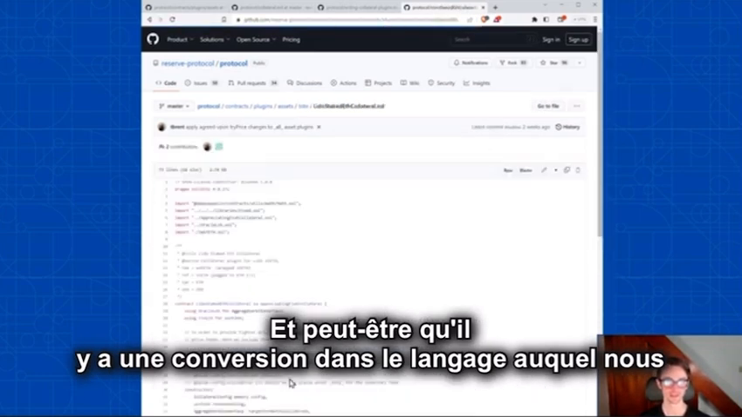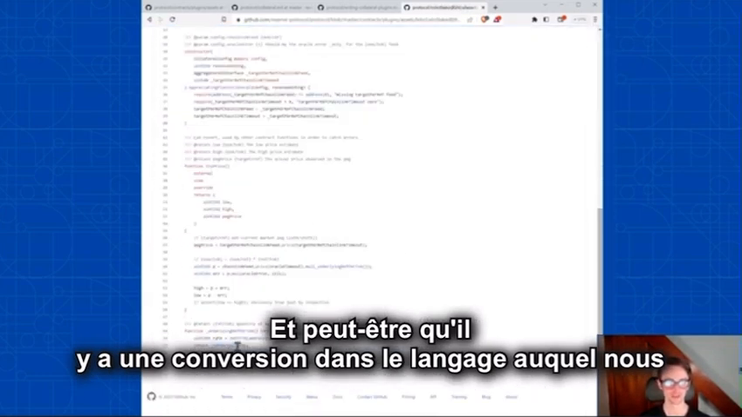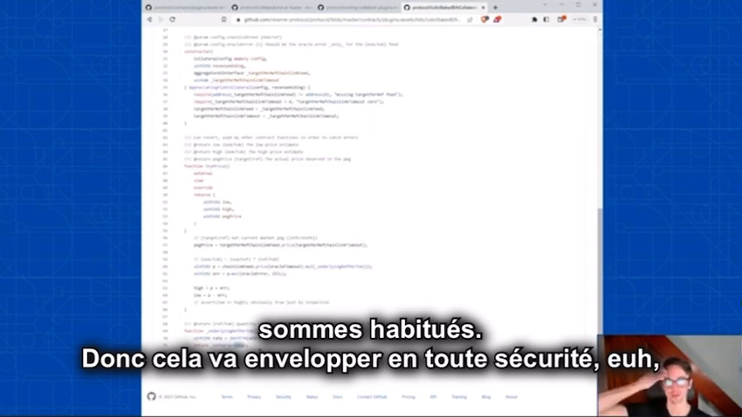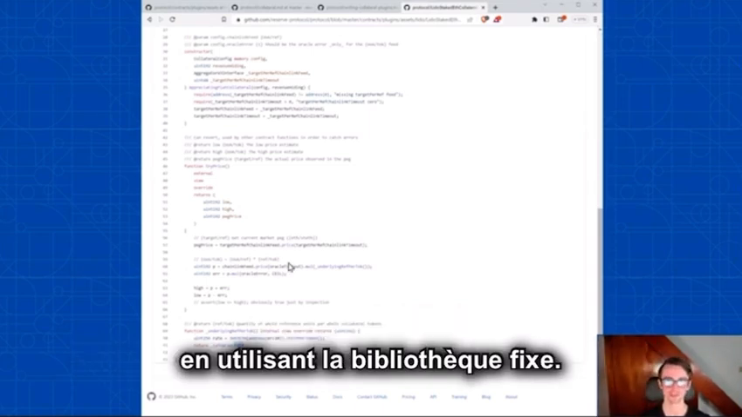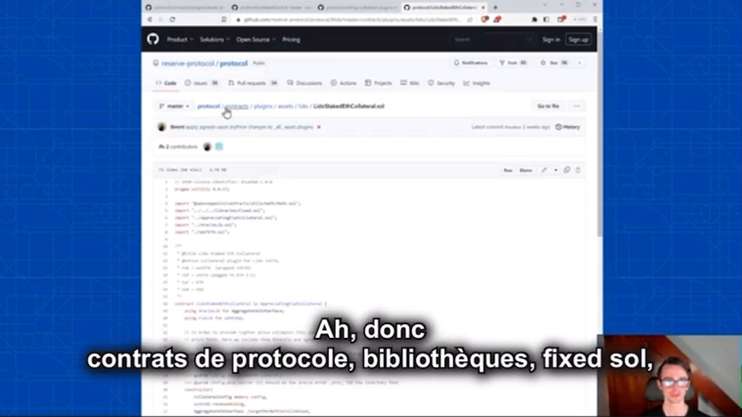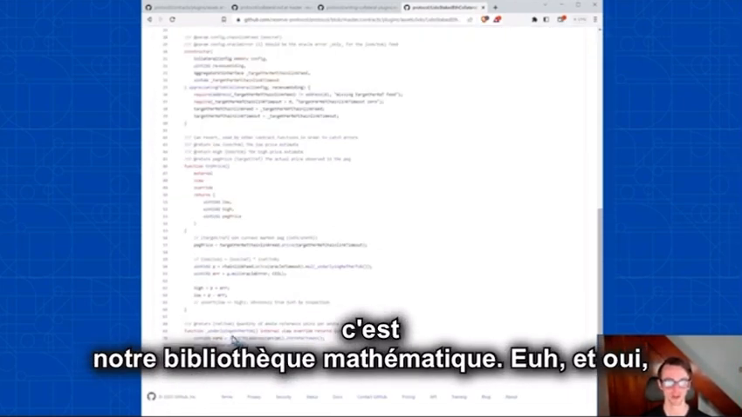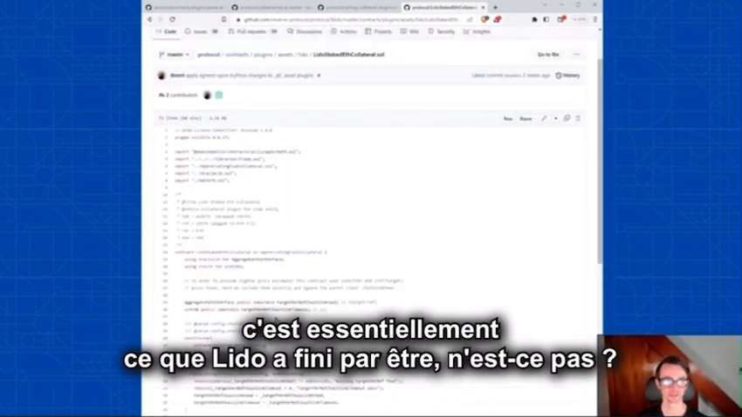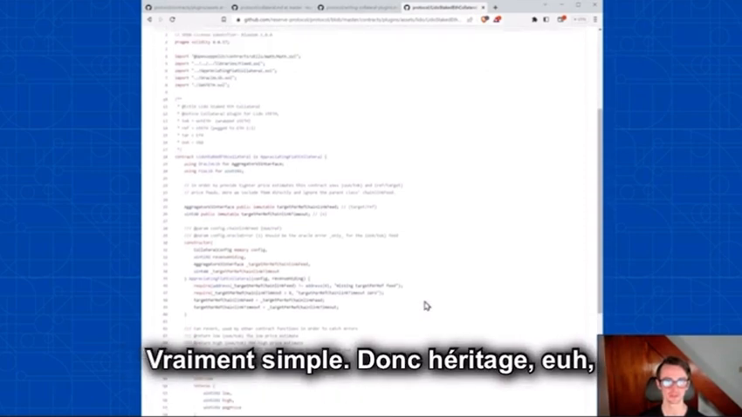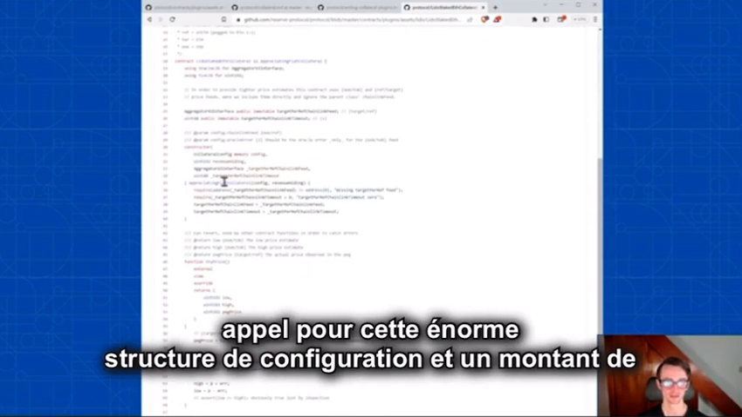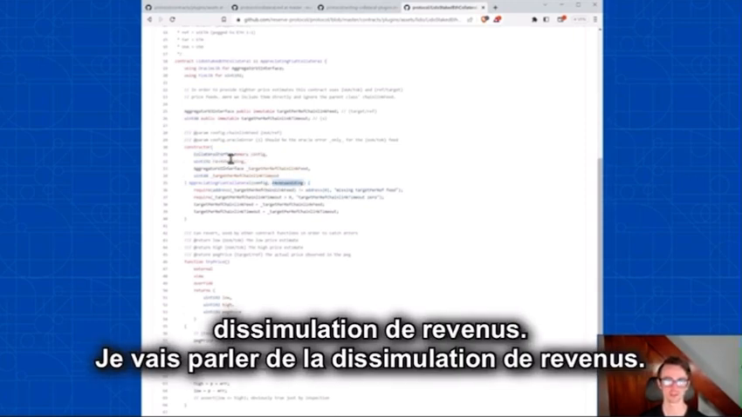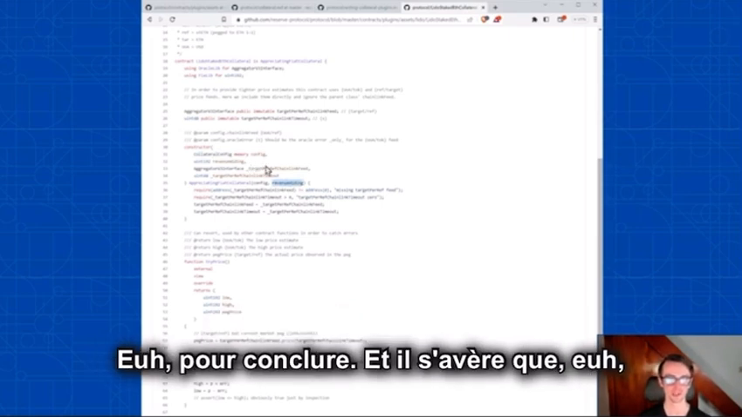And maybe there's some conversion into the language that we're used to. So this is going to safe wrap using the fixed library. So protocol, contracts, libraries, fixed.sol. That's our math library. And yeah, this is basically what Lido ended up being, right? It's really simple. So inheritance call for this giant config struct and a revenue hiding amount. I'll talk about revenue hiding to wrap this up.